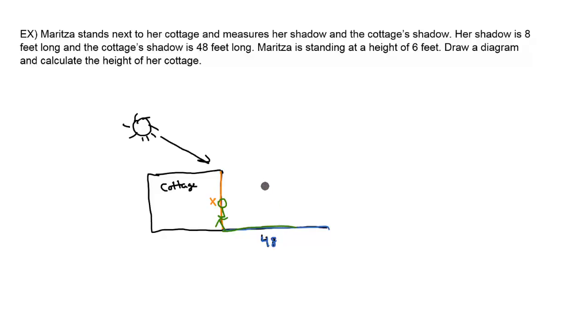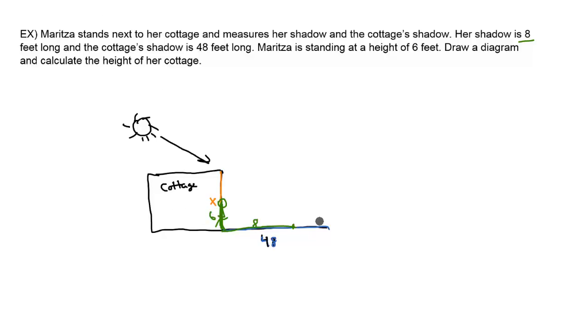And do we know how long her shadow is? Yeah, it says her shadow is 8 feet long. So that green line right here that goes out to about here is 8 feet. Now, as you can see, it's not to scale at all. This 8 does not match up well with that 48, but let's just roll with it for now. And it says that Maritza is standing at a height of 6 feet. So let's say Maritza right here. I'll make this a little bit more bold. That's going to be 6 feet.